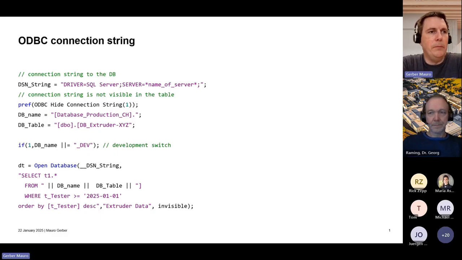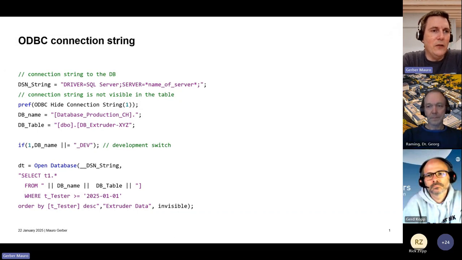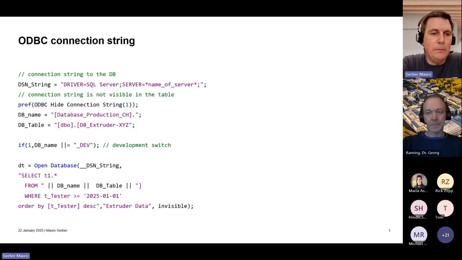So the simple connection in JSL is via the ODBC connection string. I have it on a presentation because my company is a bit keen on giving out information. So this is generic, but we can put this presentation back on the meeting so you can download it.